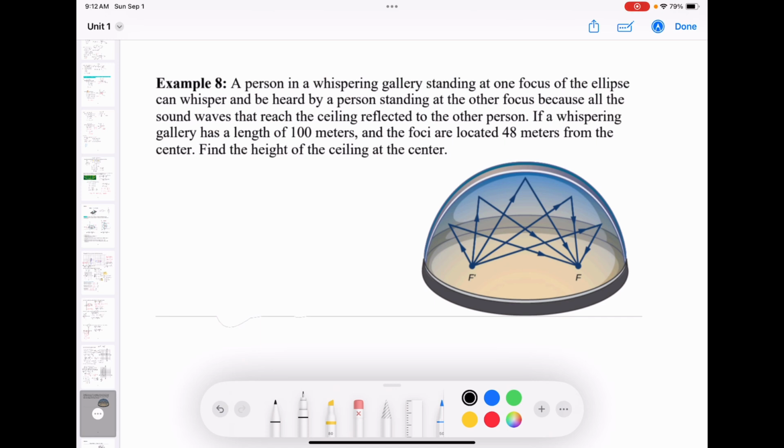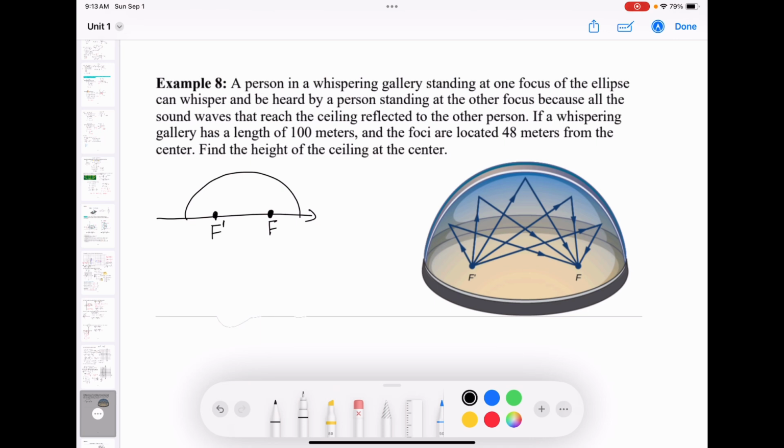Okay, we can make the question simple. Can you graph the half of the ellipse? For example, the half of the ellipse is like this. If you stand at the focus here and another focus here, one focus we can say F prime, and you just whisper here, the person at the other focus can hear you clearly.